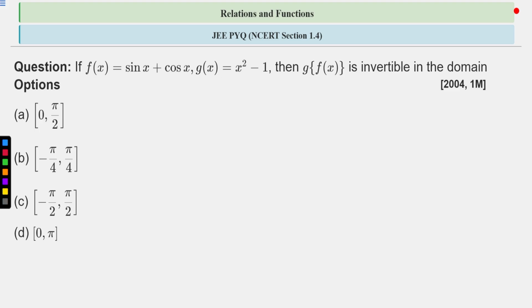So one thing you can note from here is that a function is invertible only when it is a bijective function, right? That is, it must be both one-one and onto. So you just have to take the interval in which g of f(x) is both one-one and onto. Clear? In that interval, it will be invertible. So you have 10 seconds to solve or think about this question. After that, we will discuss the solution part.